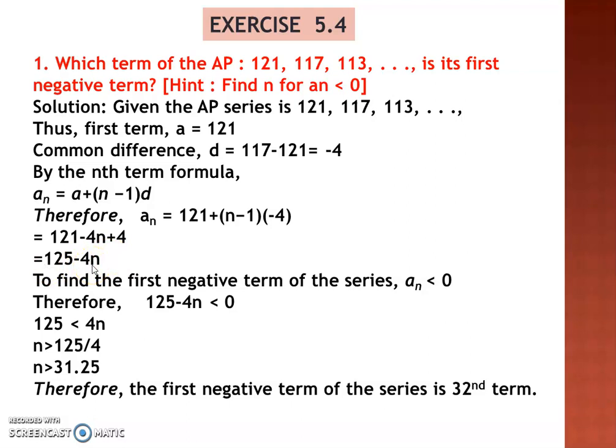Now you have to see when this will be less than 0. That will be the negative term. So we need to find out when 125 minus 4n will be less than 0. For that, normal transposing you will do. 125 should be less than 4n, or n should be greater than 125 by 4, or n should be greater than 31.25. Now, since n should be greater than 31.25, that means the 32nd term should be the first negative term of this AP.